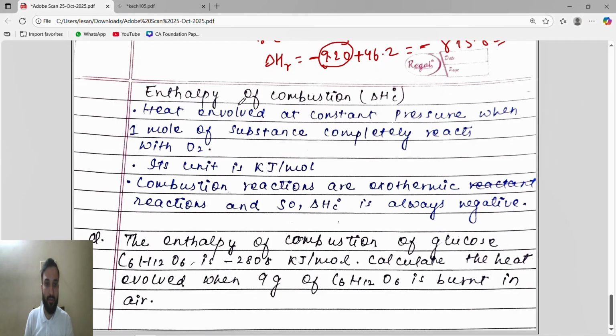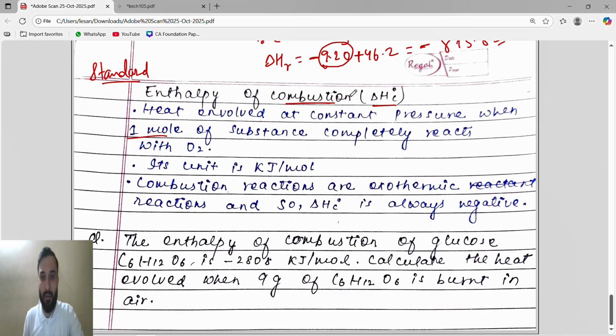Now next is this. After this sum, we will continue with enthalpy of combustion. What do you mean by combustion? Combustion means burning in presence of oxygen. So again guys, this is standard enthalpy of combustion. Standard means we will take the standard value of 1 mole at standard conditions.